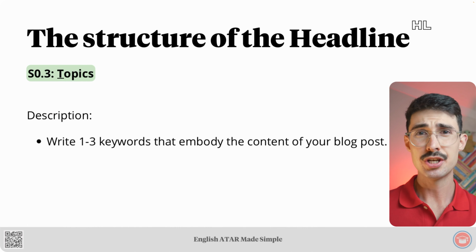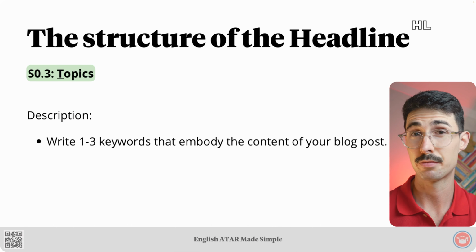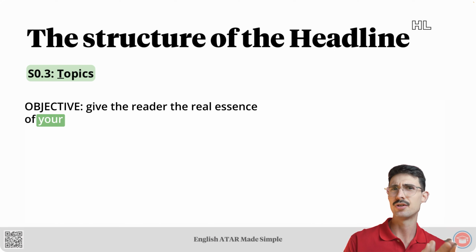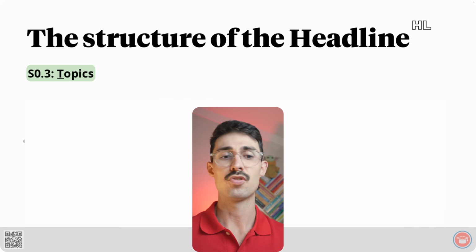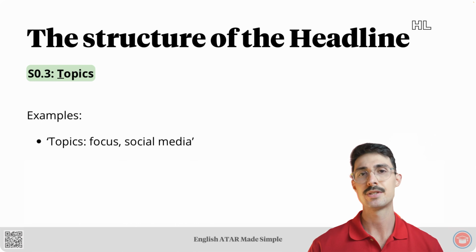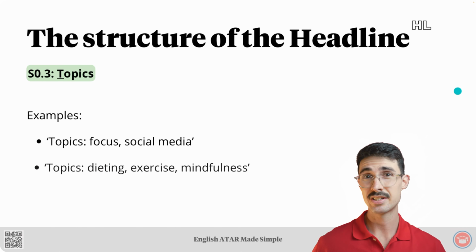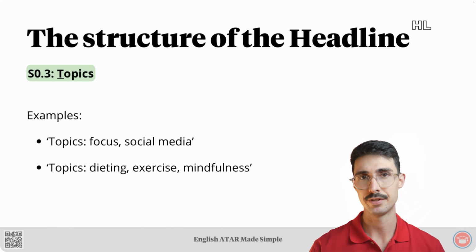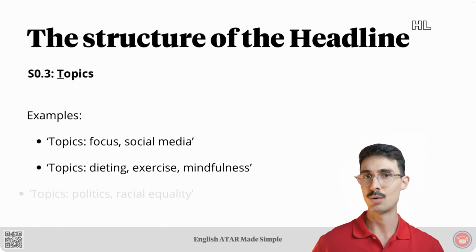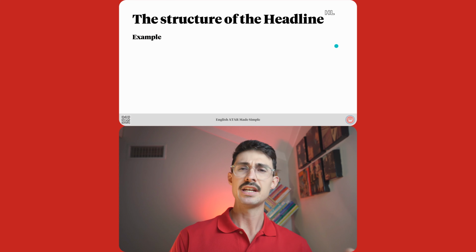Final section of the headline is the topics element. Here, all you do is write 1 to 3 keywords that really embody the content of your blog post. The objective of this element is to give the reader the real essence of your post before they go and read it. For example, one topics element could look like: focus, social media. This would tell the reader that the following blog post is about focus and social media. Another example: dieting, exercise, mindfulness. Tells the reader the following blog post is about dieting, exercise, mindfulness. One more: politics, racial equality. You get the idea. That's a discussion of each individual element of the headline.